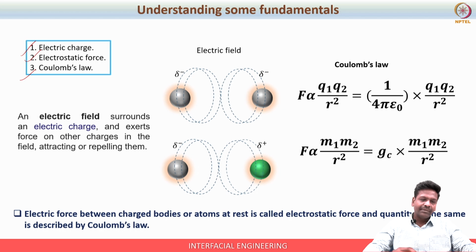Now the same thing you can also extend to two macroscopic objects. It can be a negatively charged macroscopic object or a positively charged macroscopic object. Whenever there is a charge system, the electric field will emanate from it, and that electric field will interfere with the other charge system, due to which the electric force will be created. That is what we have shown in the schematic.